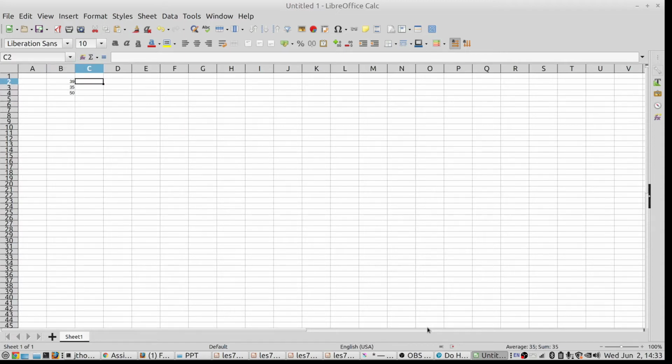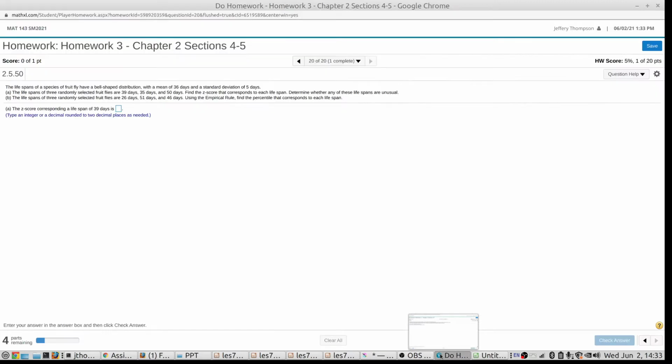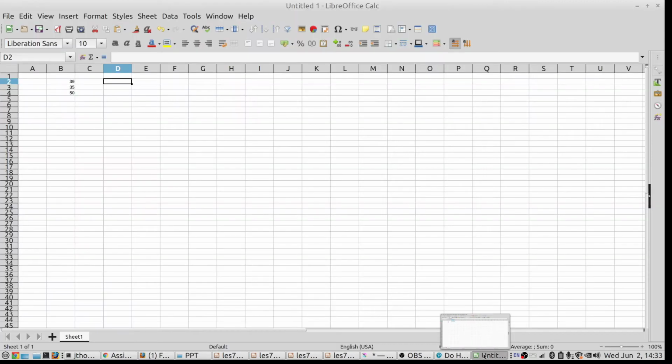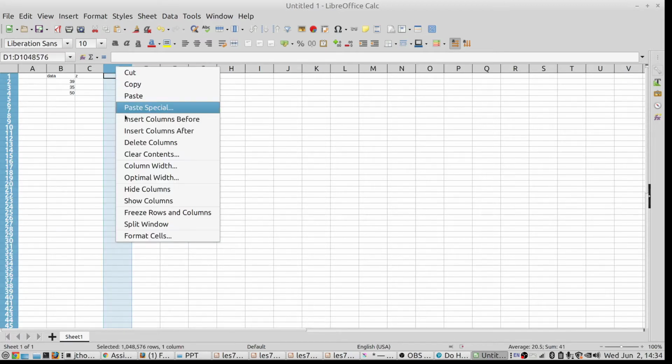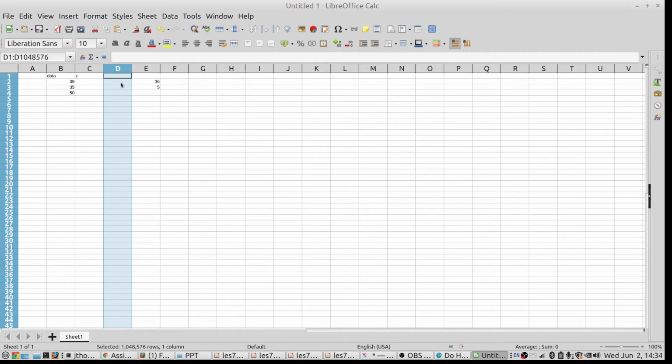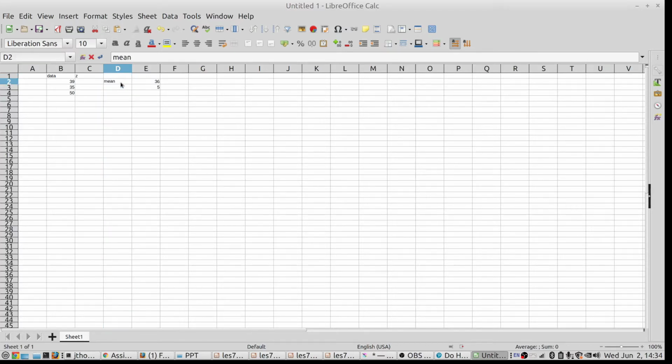Now I guess over here I'll put my mean and my standard deviation as reference cells. And so my mean is 36 and my standard deviation is 5. So I'll just put those there as a reference. And so this is my data, and this will be my z-score. I'm going to insert another column here. Insert column before. And that's my mean and my standard dev.